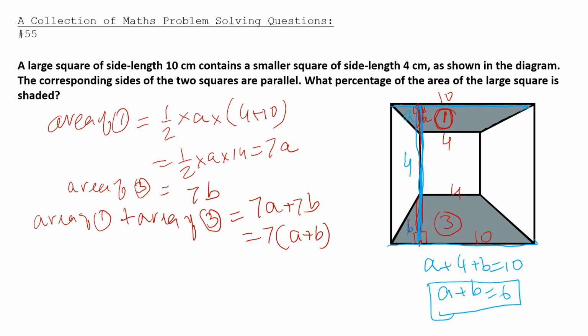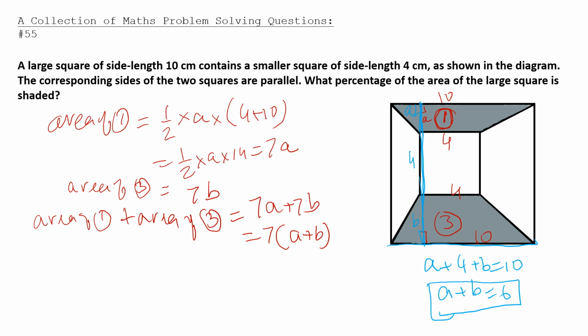If I draw it again, maybe it will help. So you see, this is what I have done. This was originally the perpendicular, so I've extended it, made it a straight line, and it's still the perpendicular. So you have A and B and 4. A plus B plus 4 is 10, so A plus B is 6.